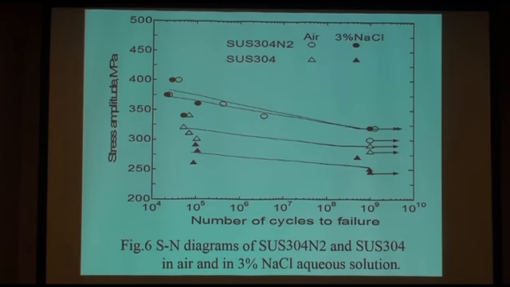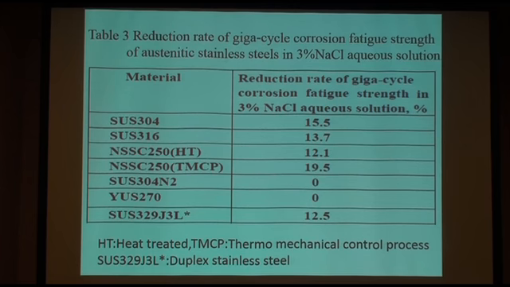And this is another chemical composition case, 304 and 304 high nitrogen. In the high nitrogen case, there is also no reduction of fatigue strength at 10 to the 9 cycles, because of the high nitrogen. So this is the summary of this austenitic fatigue test, and you can see the reduction of the corrosion fatigue strength.